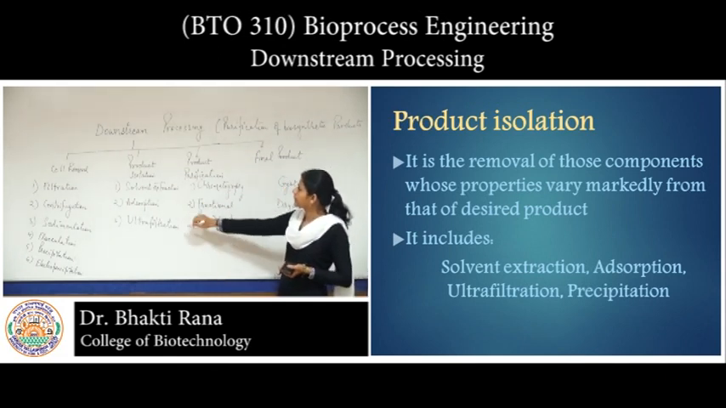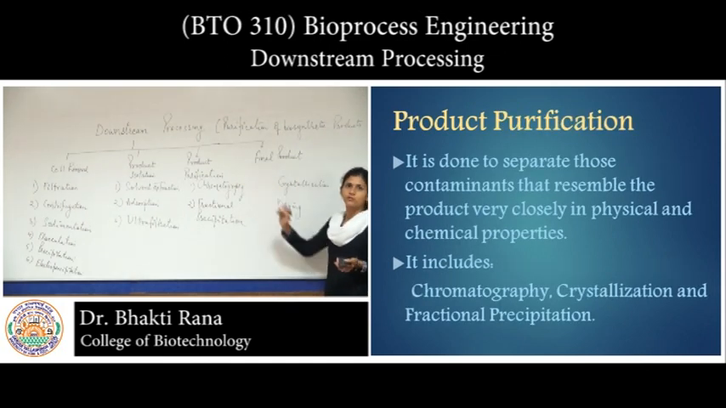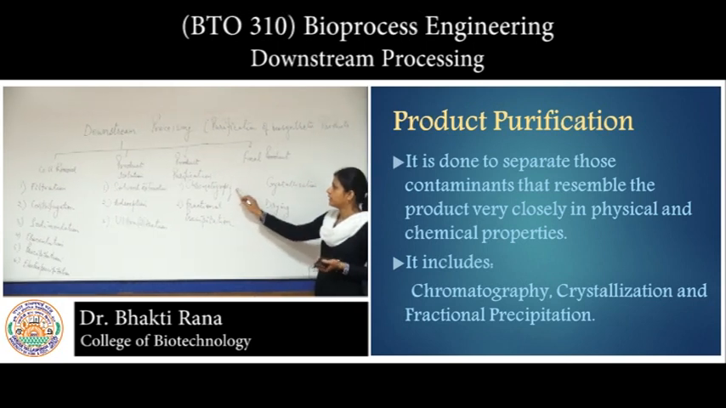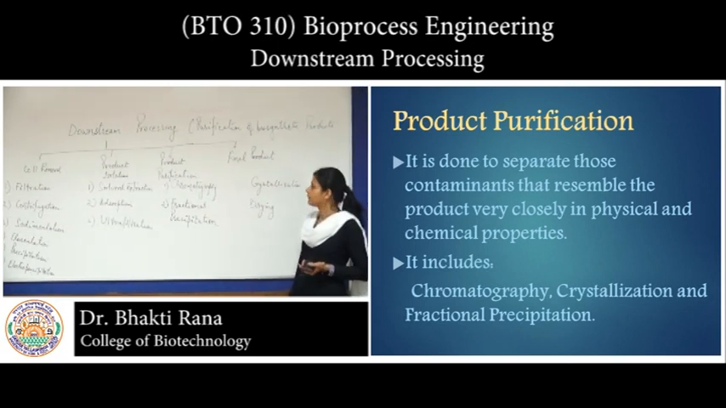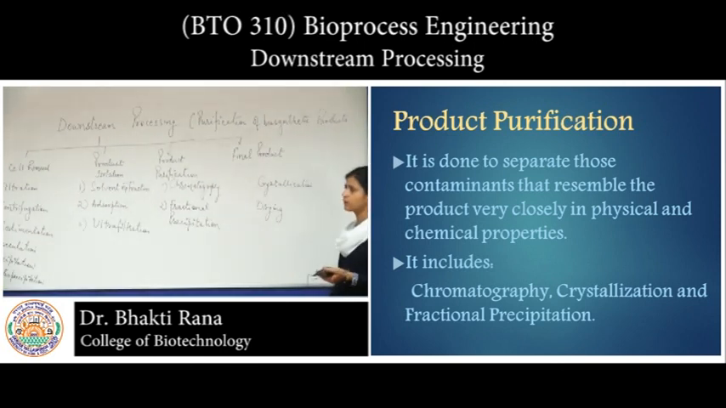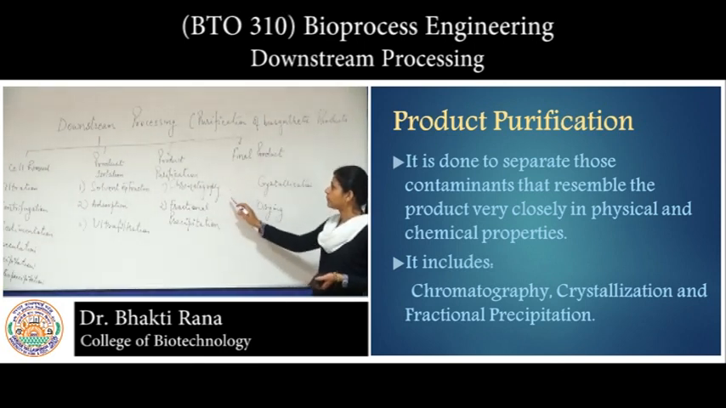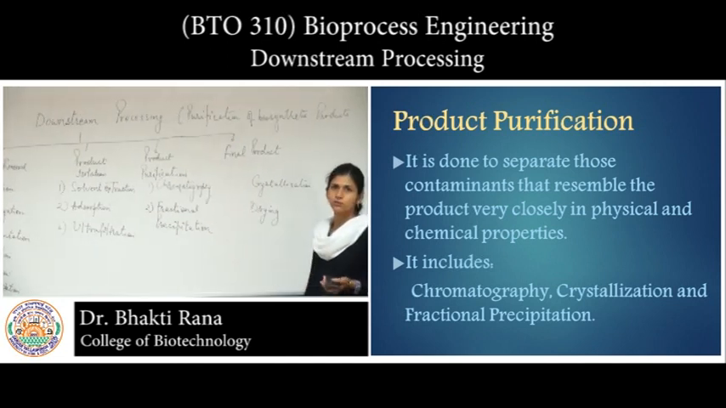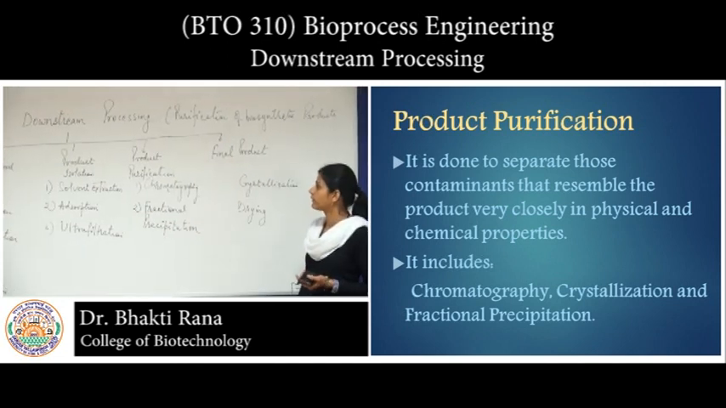After you have extracted the product, you have to purify it to supply to the market. For product purification, we apply the techniques chromatography and fractional precipitation. In chromatography, we separate on the basis of distribution coefficient, and there are different types of chromatography, like affinity chromatography, molecular exclusion chromatography, and column chromatography, which we mostly use. Then you have fractional precipitation. You can precipitate it in the form of different fractions.